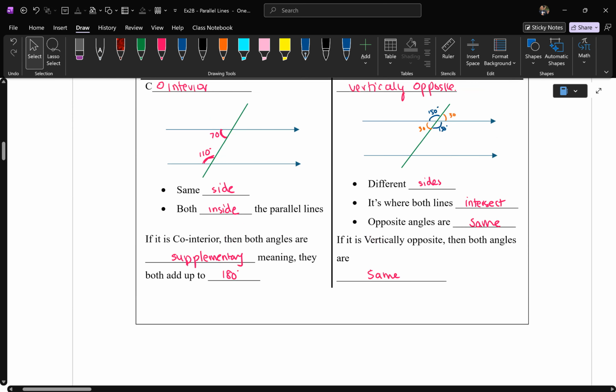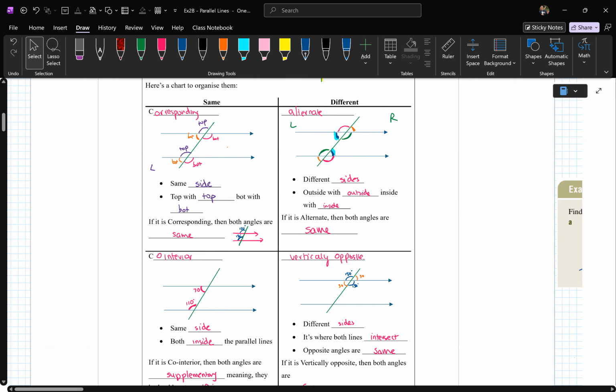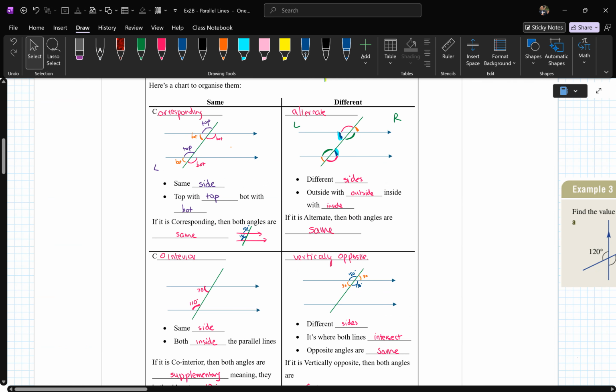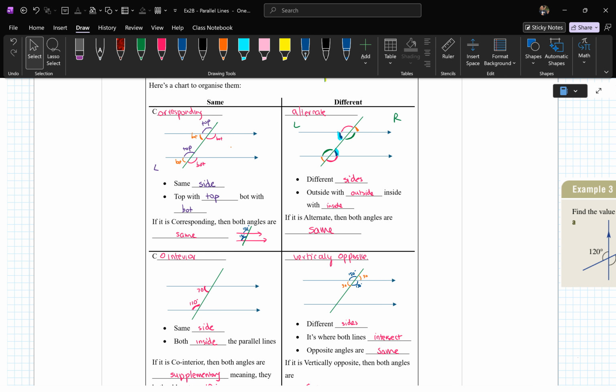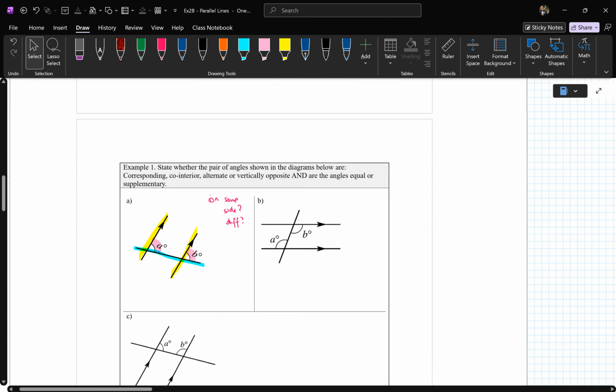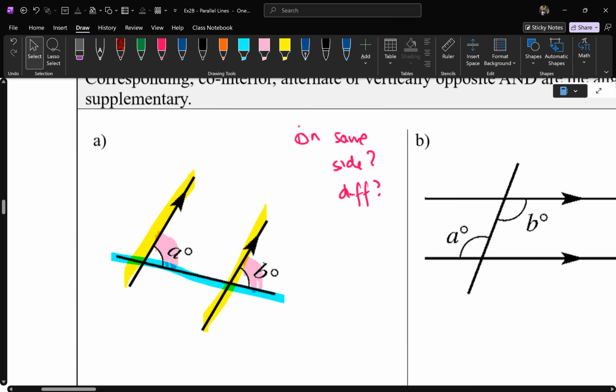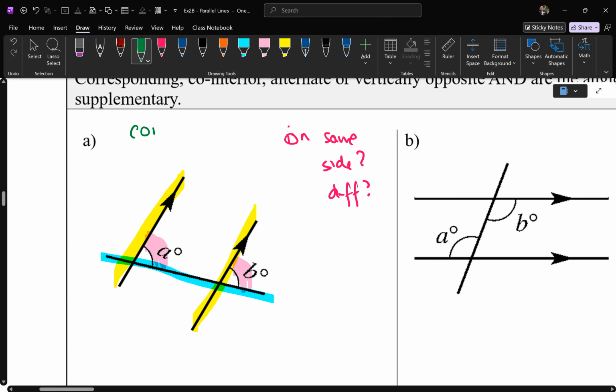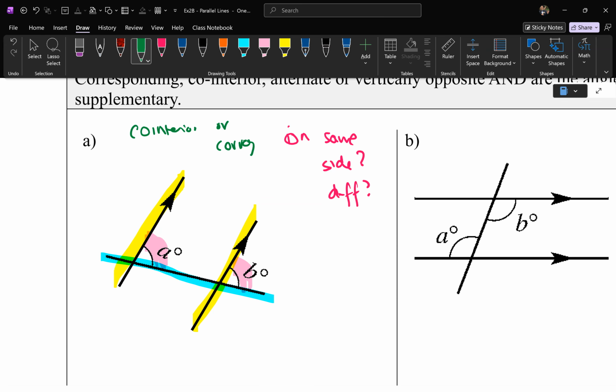So if you look back at this column, see if your first question is, is it on the same side? If it is on the same side, you only have two options: corresponding or co-interior. So it limits your options down to 50%. A 1 in 2 chance of getting it right, rather than 1 in 4. Get me? So let's have a look now. They're on the same side. So you either have co-interior or corresponding. But remember, co-interior is the easiest one to identify.